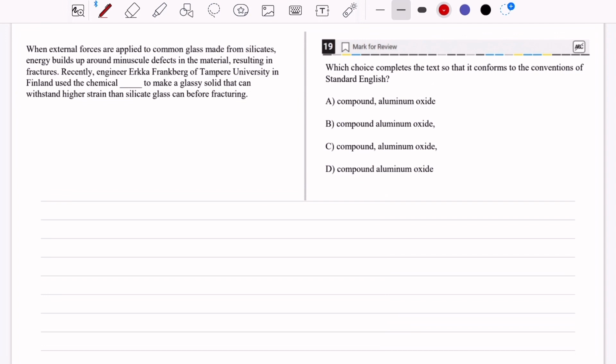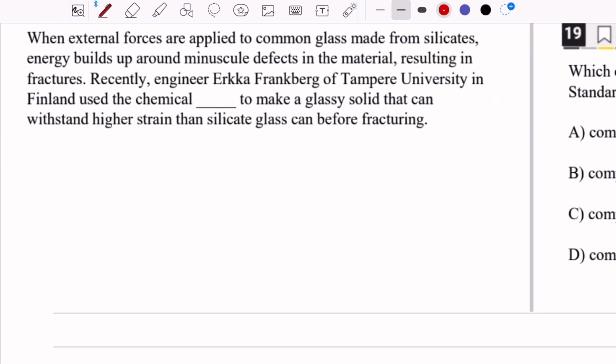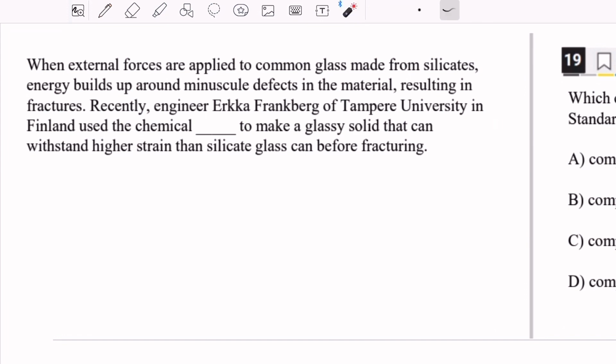The next question is, which choice completes the text so that it conforms to the conventions of standard English? So it says, when external forces are applied to common glass made from silicates, energy builds up around minuscule defects in the material, resulting in fractures. Recently, engineer Erika Fränberg of Tampere University in Finland used the chemical blank to make a glassy solid that can withstand higher strain than silicate glass can before fracturing.